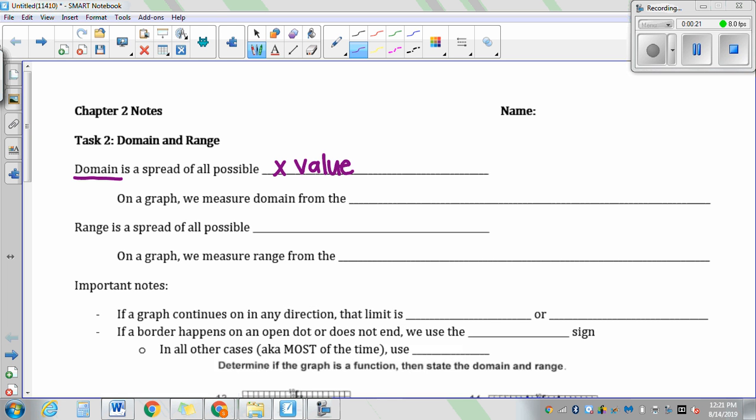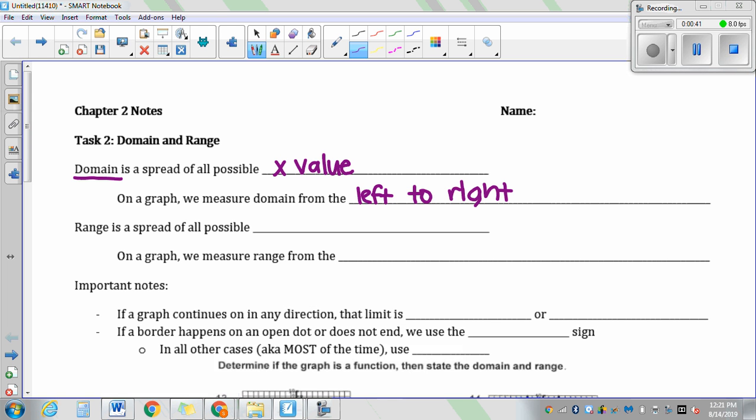On a graph, which is usually how you see domain and range questions asked, we measure domain from the left-hand side to the right-hand side. So I usually say from the left to the right, which makes sense. That's the way you read it. You find the left-hand place, you find the right-hand place, those two values.